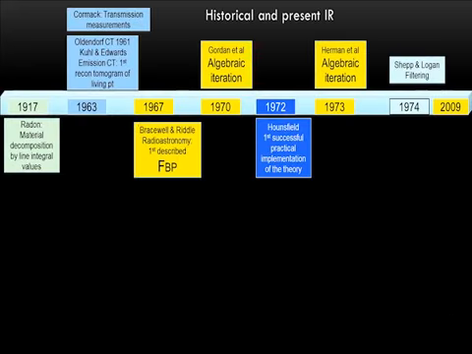So moving on, let's look at the historical perspective of CT and IR. Starting back in 1967, Bracewell and Riddle introduced the filtered back projection, which was used for radio astronomy.